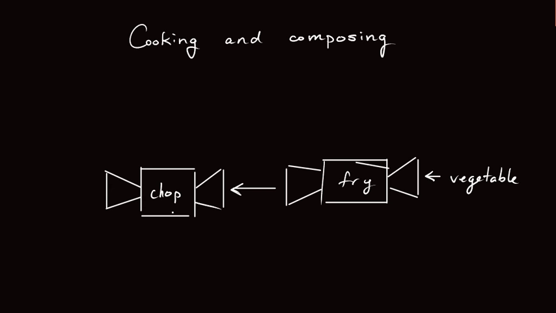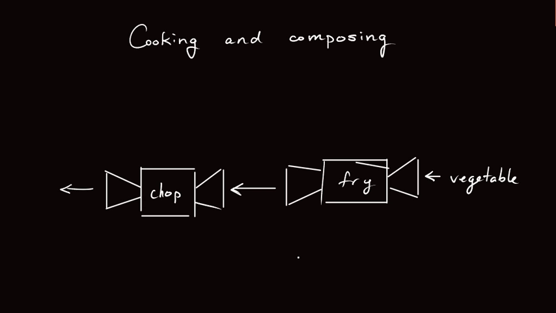And that's an important thing to remember about composition, that the order in which you compose functions is extremely important. What goes first and what goes second makes a big difference. Here, frying and then chopping. In the previous example, it was first chopping and then frying.